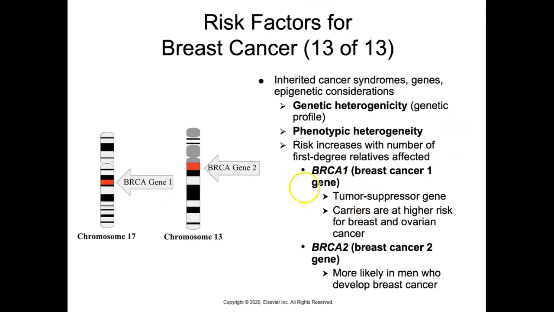Let's talk about BRCA1 first. This is located on chromosome 17, and it is a tumor suppressor gene. So any type of mutation in this gene is going to inhibit its suppressor function, and that leads to uncontrollable cellular proliferation. Obviously, it will increase our risk of breast cancer, but it'll also increase our risk of ovarian cancer. BRCA2 is found on chromosome 13, and we do find that this is more likely to be found in men that develop breast cancer.